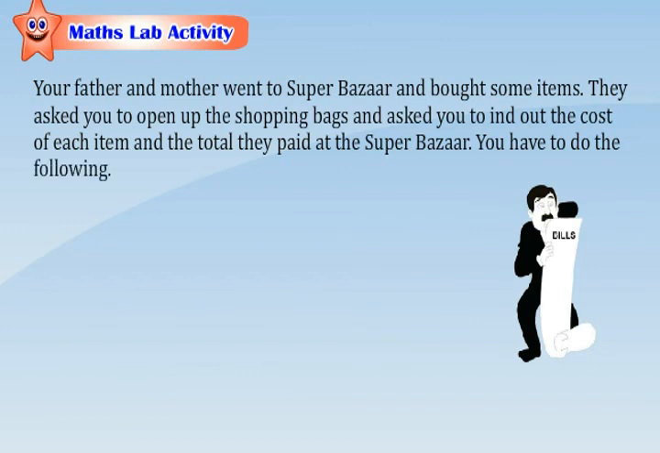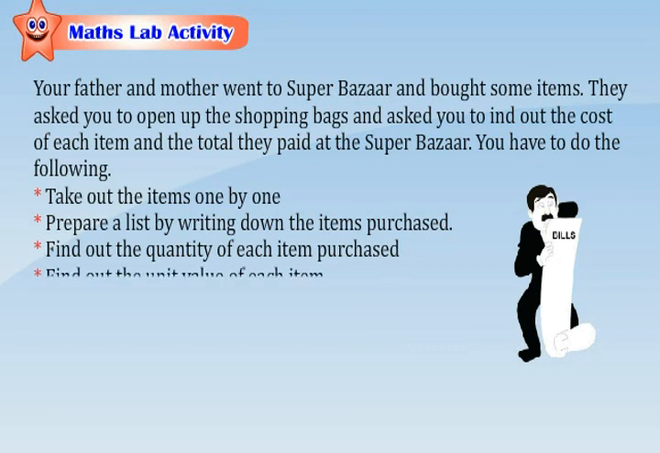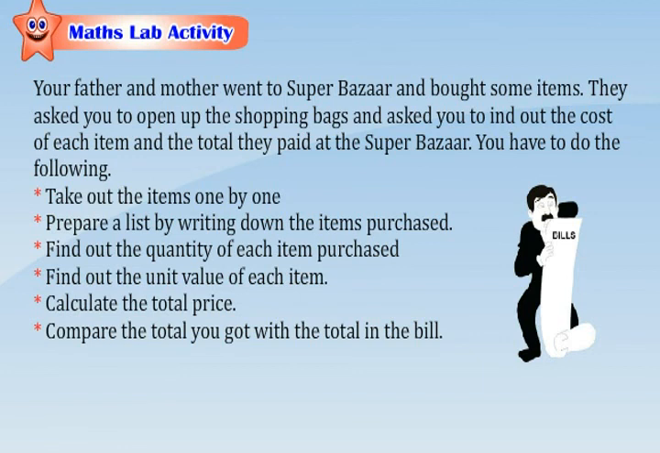You do the following. Take out the items one by one. Prepare a list by writing down the items purchased. Find out the quantity of each item purchased. Find out the unit value of each item. Calculate the total price. Compare the total you got with the total in the bill. This will help you to read, prepare bills.